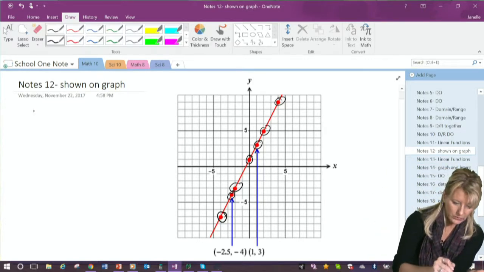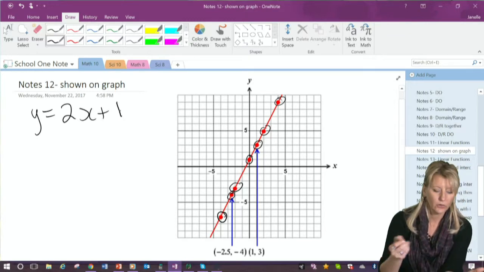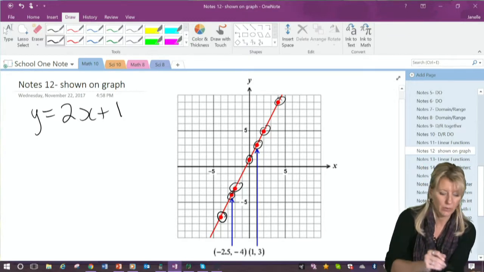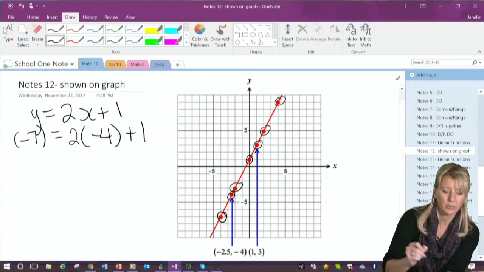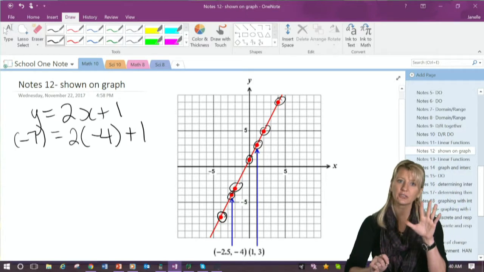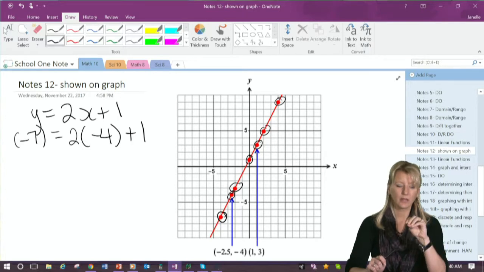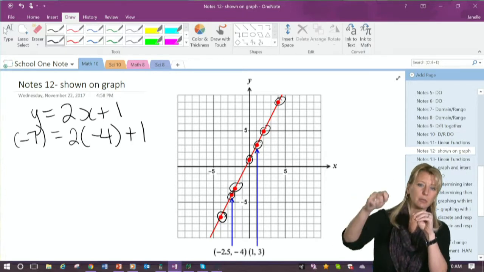So our equation was y equals 2x plus 1. I'm going to use that negative 4, negative 7 one. We had negative 7 as the output, and we had negative 4 as the input. So what I'm going to do is take an answer I got, a set of coordinates, the input and output, and put it back in the question.